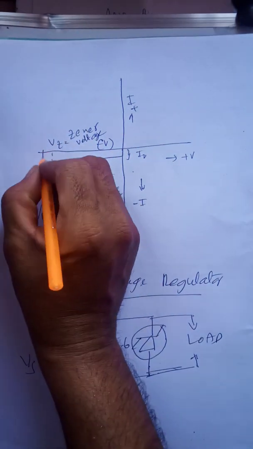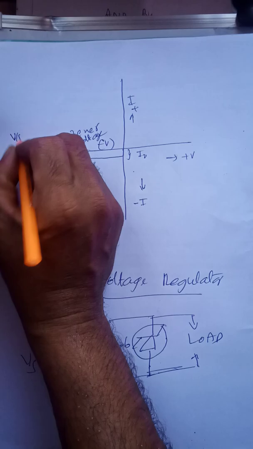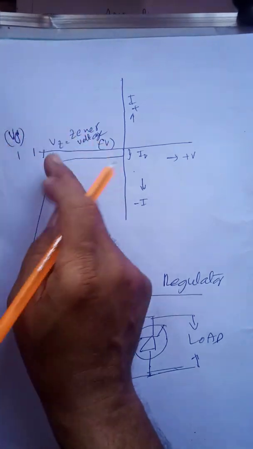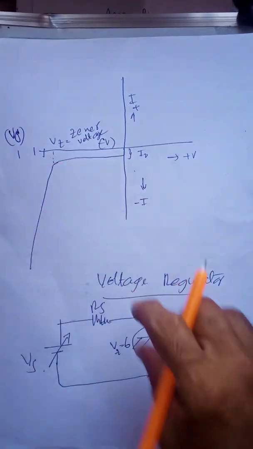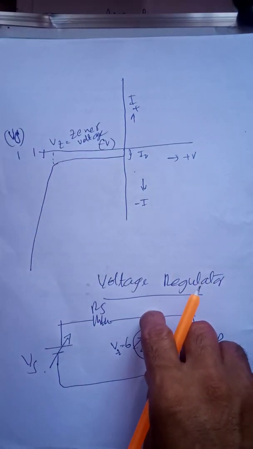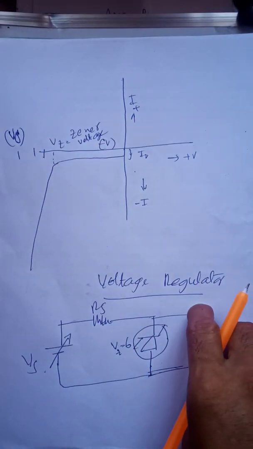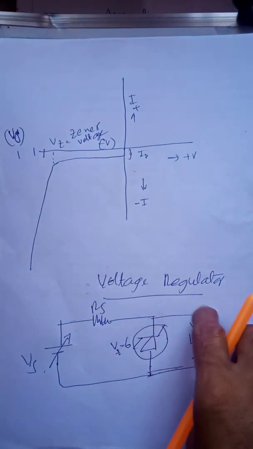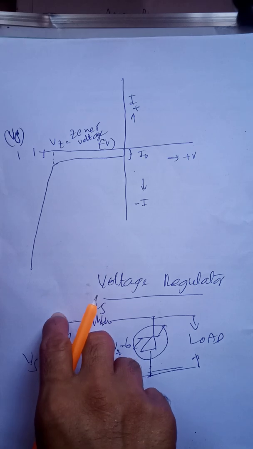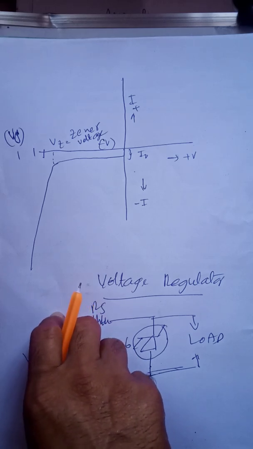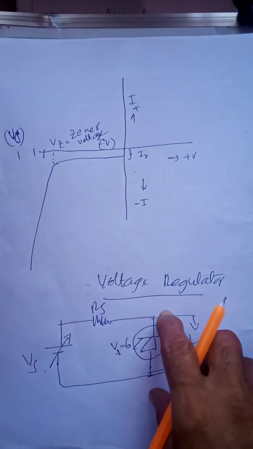Even though the power supply voltage Vs increases beyond this, the voltage across the diode is always constant. Since the voltage across the diode is constant, and the load is connected across the Zener diode, the load is protected from the huge power supply voltage. This is the application. Hence the Zener diode can be used as a regulator.